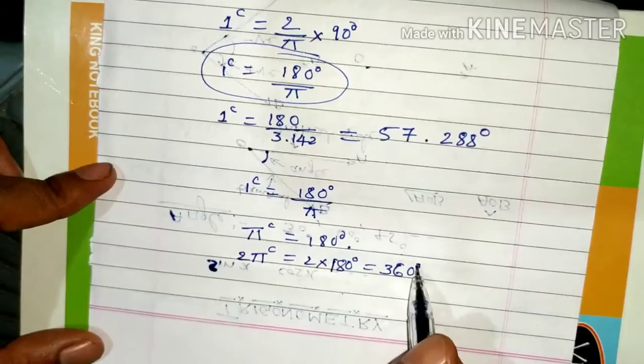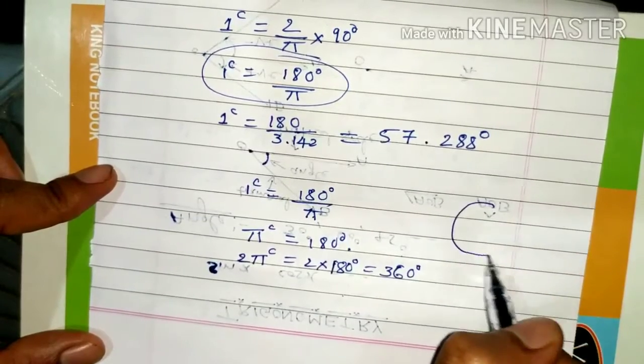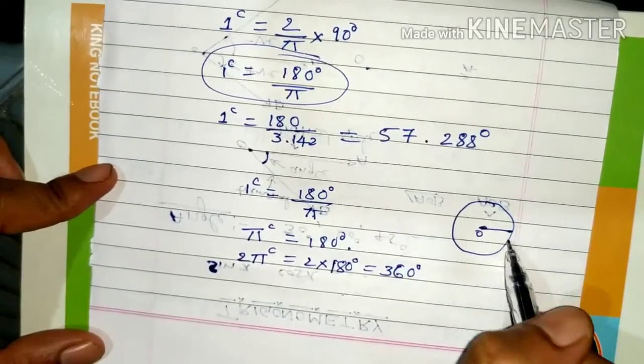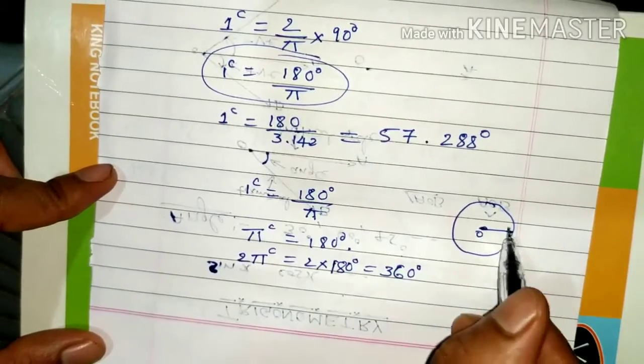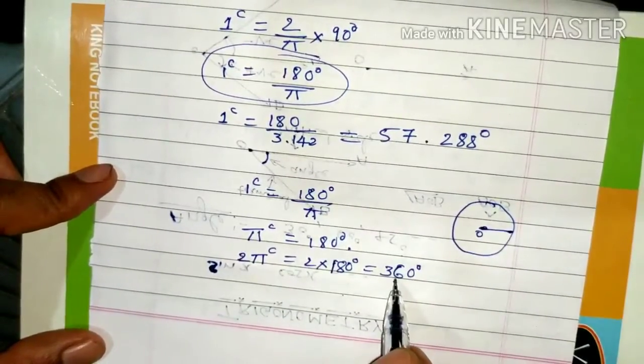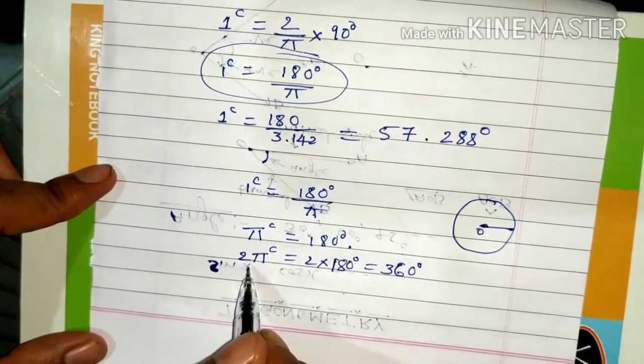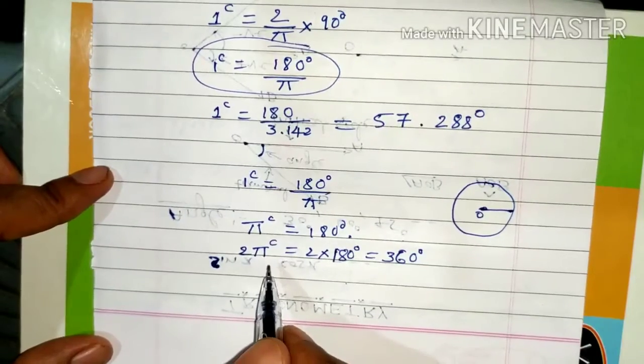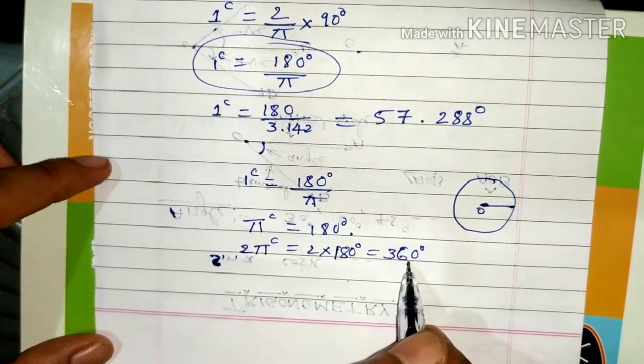What is 360 degrees? It is a complete rotation of a line, correct? So for a complete rotation, in terms of degrees it is 360, and in terms of radian measure it is 2 pi radians. So you should know that 2 pi radians is equal to 360 degrees.